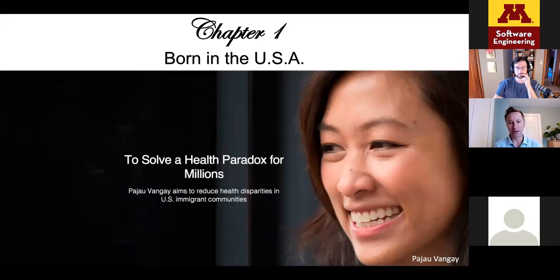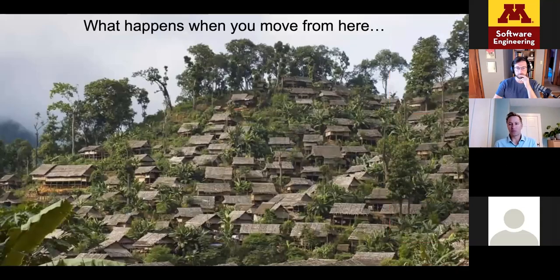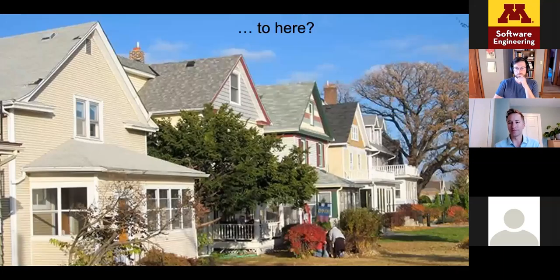this is chapter 1, not born in the USA. This is a study that was run by Pajao Vange, who was a bioinformatics student in my lab. She is ethnically Hmong, and there's a large Hmong population in the Twin Cities. So a lot of the work we did was with the Hmong. And what we were trying to answer was what happens when you move from here, which is a refugee camp in northern Thailand, to urban Minnesota.